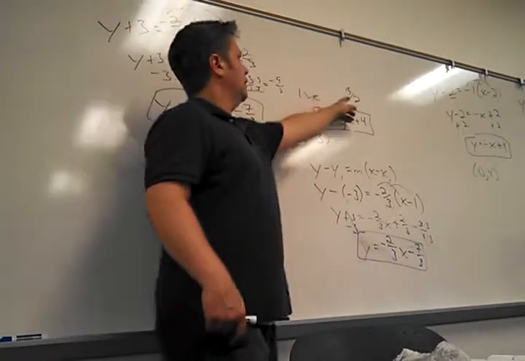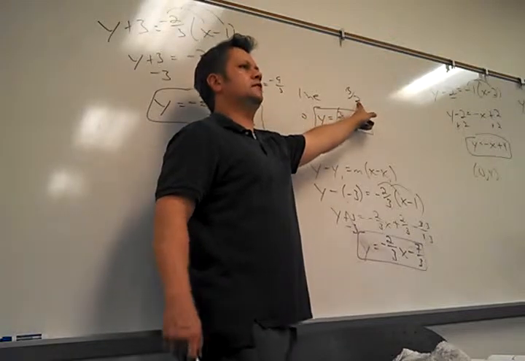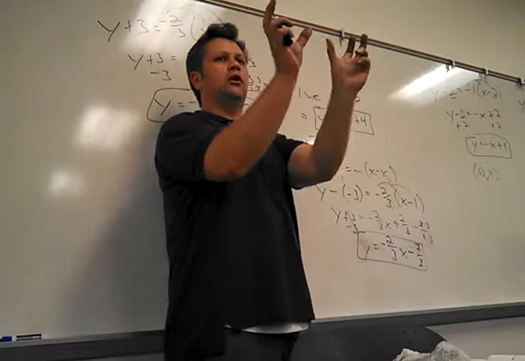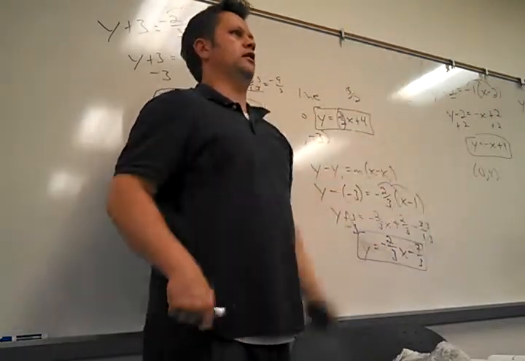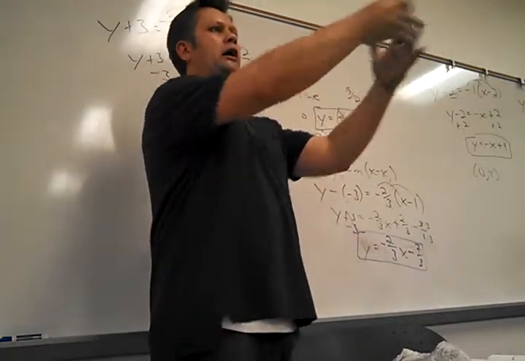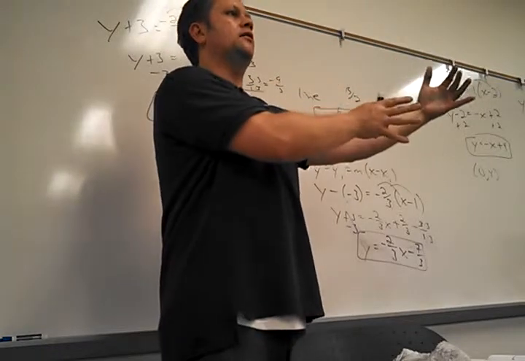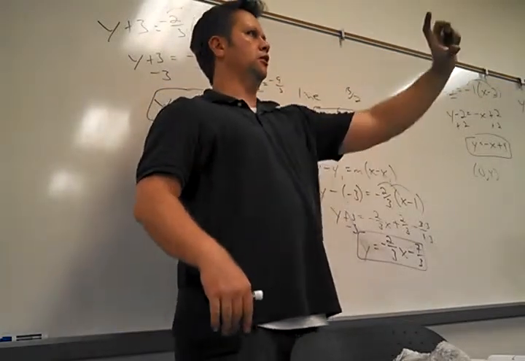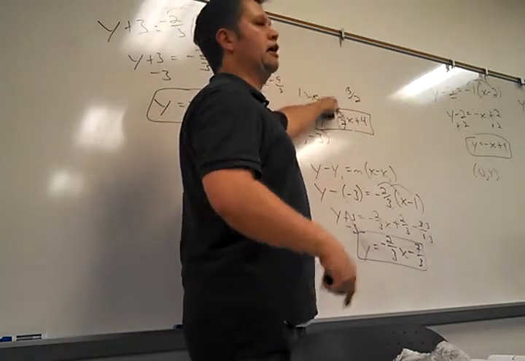If this would have been parallel, I would have used the 3 halves. Just look for those key words. If they give you 2 points, you can find the slope directly. If I say your line is parallel or perpendicular to this line, you find that slope and then do the right thing. Leave it alone and use it, or do the negative reciprocal if it's perpendicular like ours was.